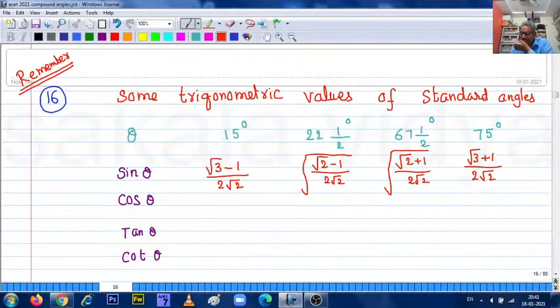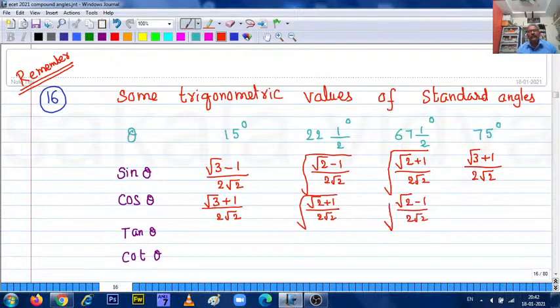Najib, Kishore. Cos theta. Cos theta means in reverse order write down. Reverse order means this becomes root 3 plus 1 by 2 root 2. Next this one we need to write: root 2 plus 1 upon 2 root 2 and whole root 2. This is root 2 minus 1 by 2 root 2 and whole root 2. This will be root 3 minus 1 by 2 root 2.